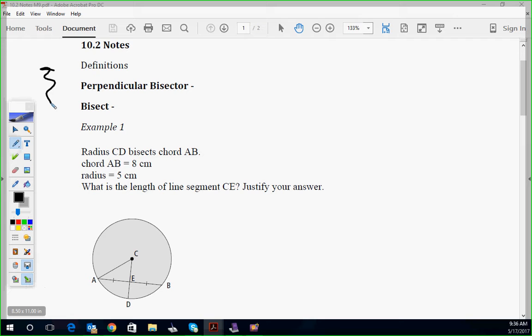10-2 notes, definitions: perpendicular bisector, bisect. Those are two definitions for this section we need to know. Again, I said definition based and then be able to do the mathematical process. That's what you're focusing on for circles. Understand the definition, what it can do for you, and then the mathematical process.